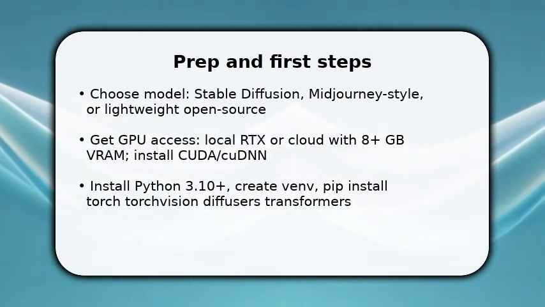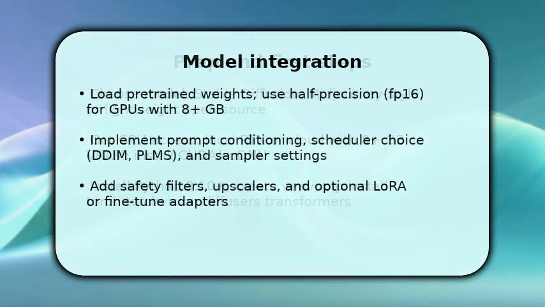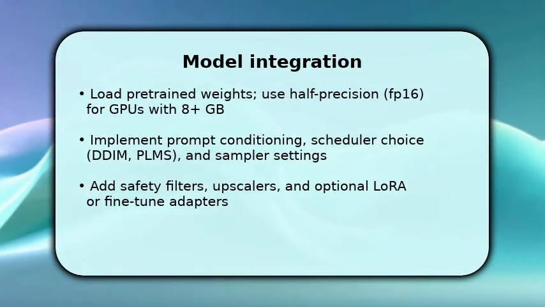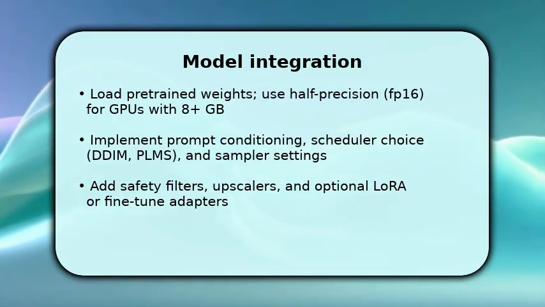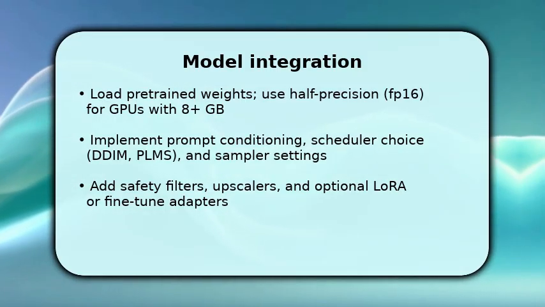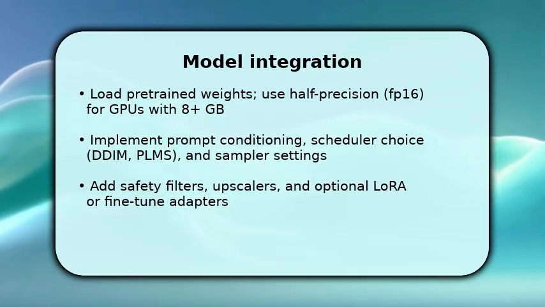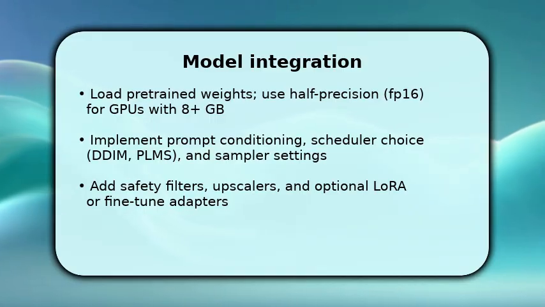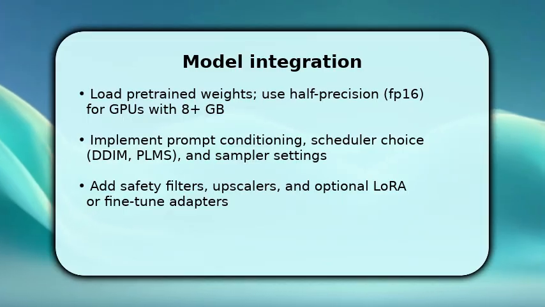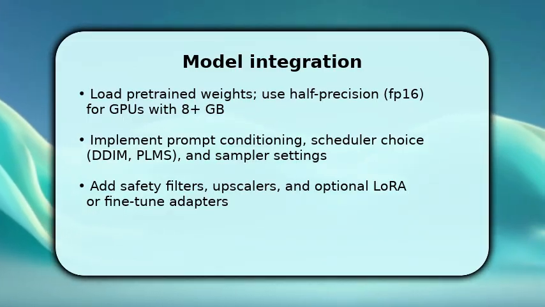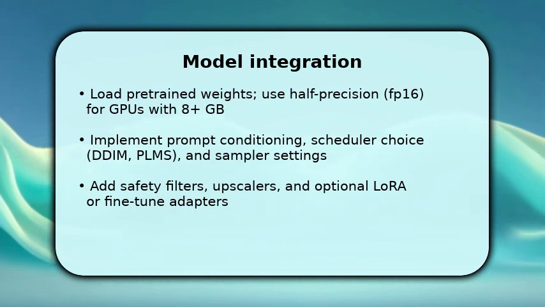You now integrate the model, load pre-trained weights into the pipeline, and convert to FP16 to fit RAM. Once done, wire prompt conditioning and pick a scheduler, DDIM for speed or PLMS for quality, then set steps, guidance scale, and seed control. Make sure to attach optional modules, an upscaler for higher resolution and a safety filter to catch undesired outputs. If customization is needed, add low rank adapters or perform lightweight fine-tuning on a small curated dataset.